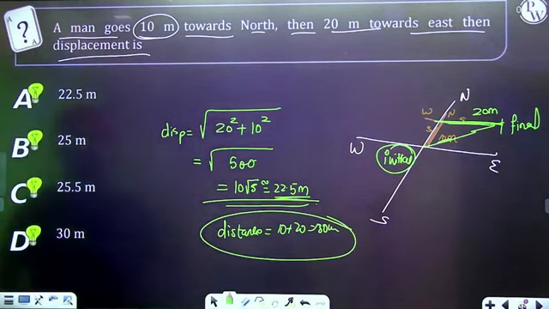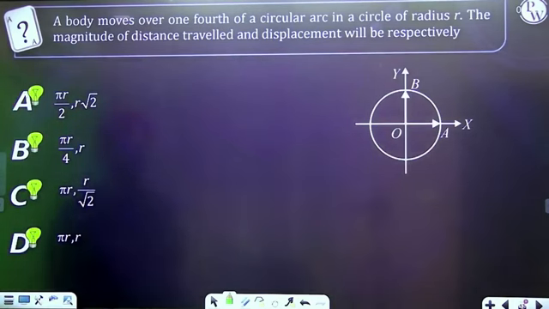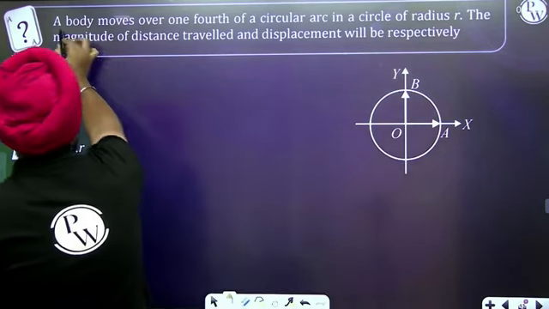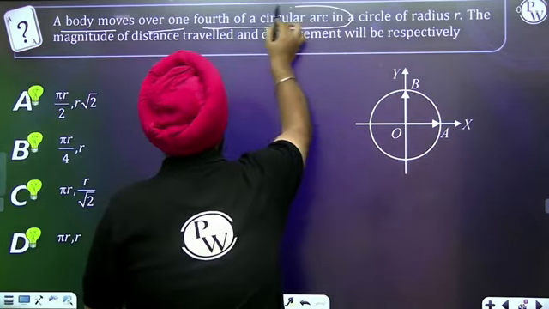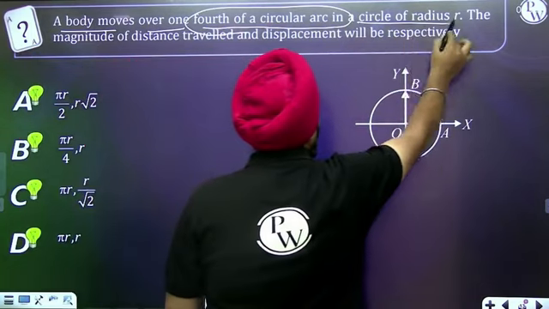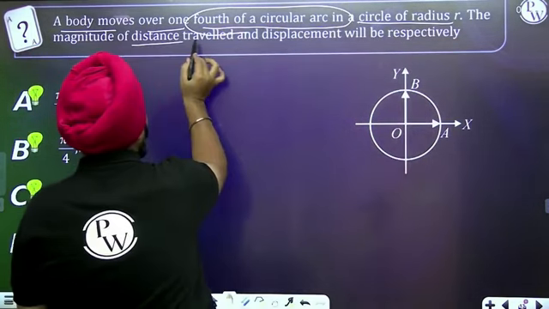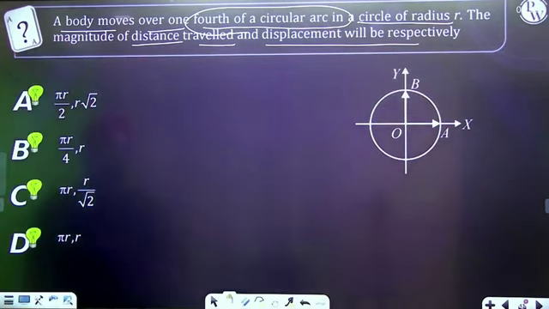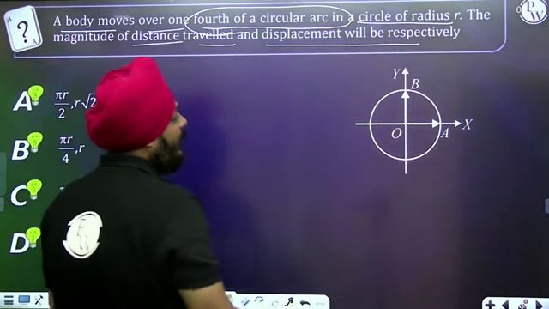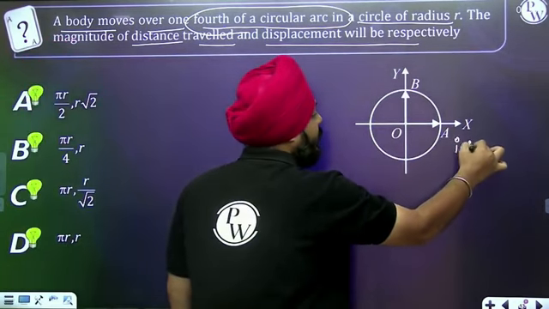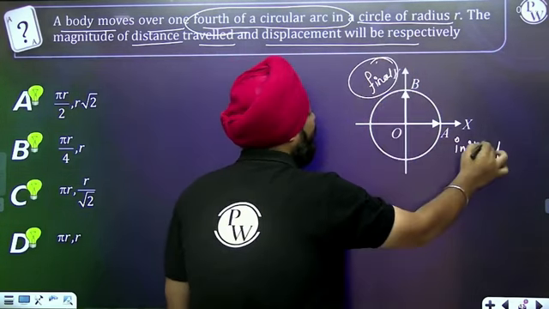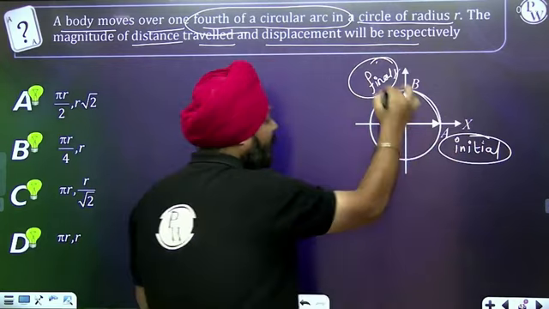Sir, this is very easy, huh? It's not fair. Let's come to the fair sums. A body moves on 1/4 of the circular arc in a circle of radius r. The magnitude of the distance traveled and the displacement will be what? Let's say this is an initial position and this one is a final. This is a circular arc.